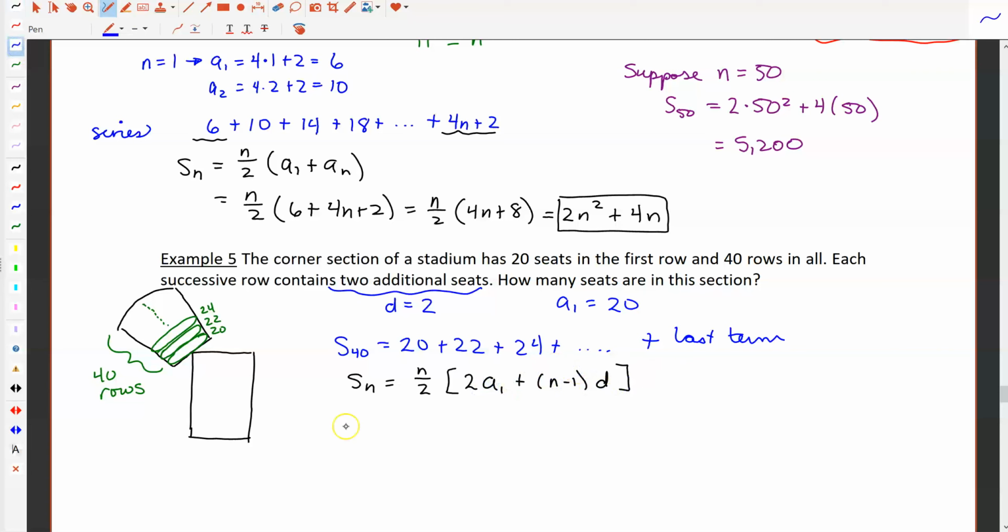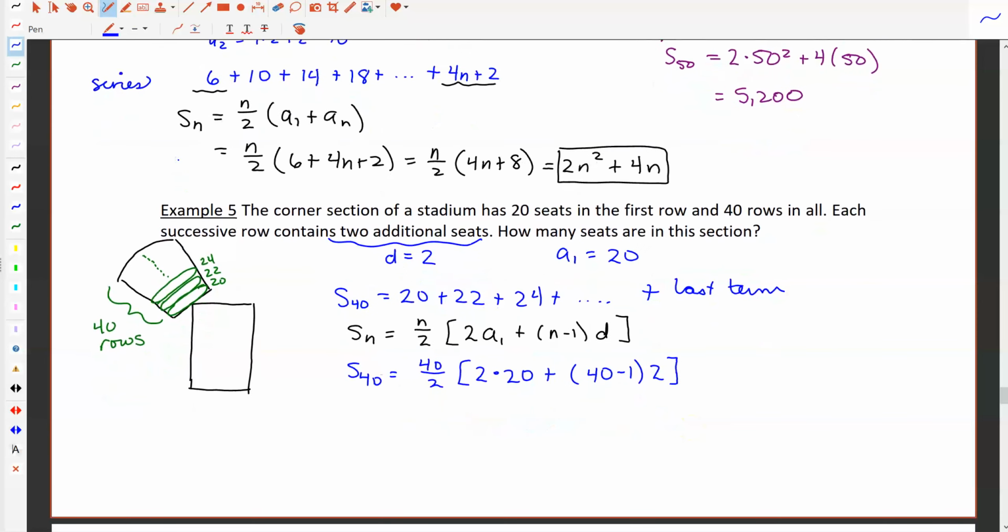So for this problem, S sub 40 would equal 40 divided by 2 times 2 times my a sub 1, which is 20, the first term in the sequence, plus 40 minus 1 times my common difference, which is 2. Okay, so I'm just showing you a scenario where you would want to use that alternate version of your sum formula. All right, so there's a lot going on here.